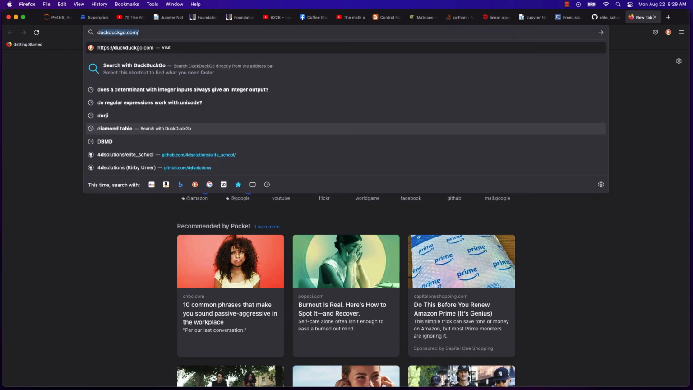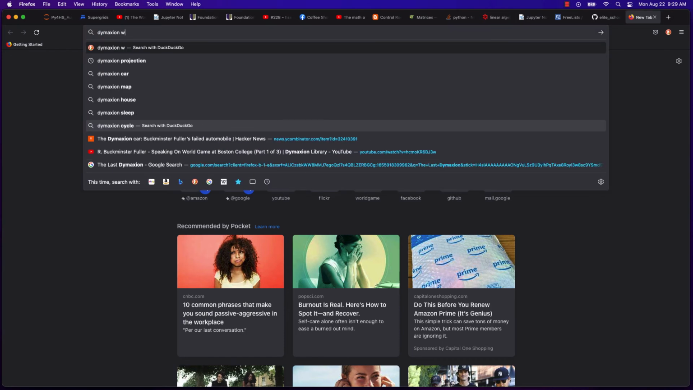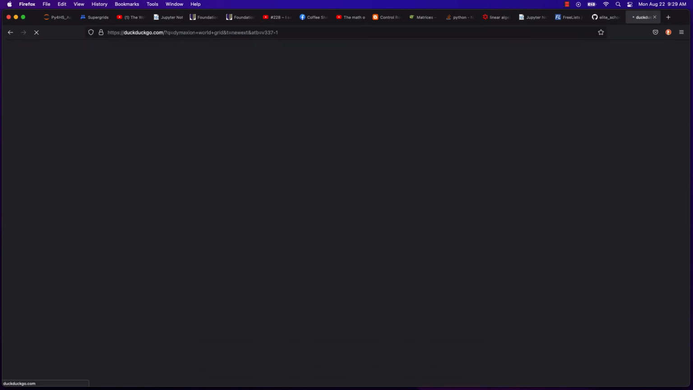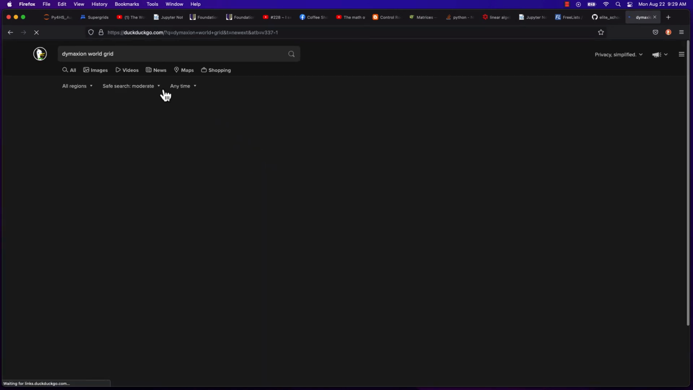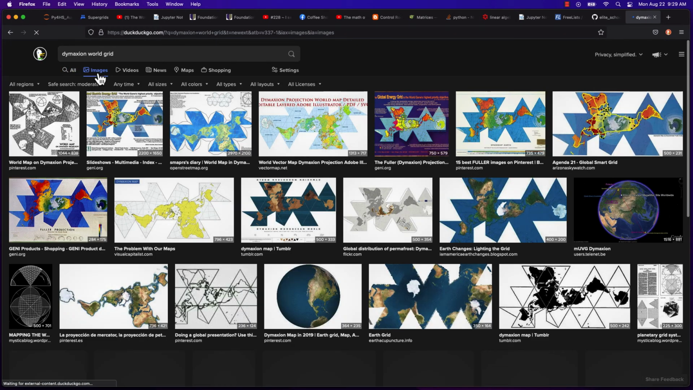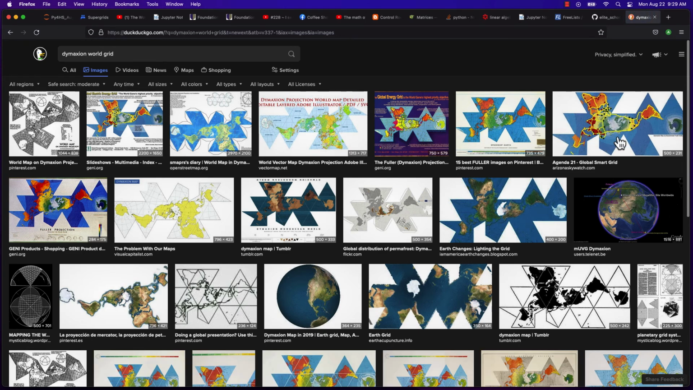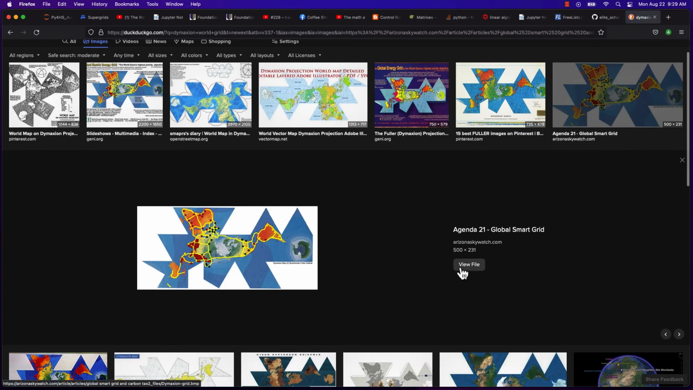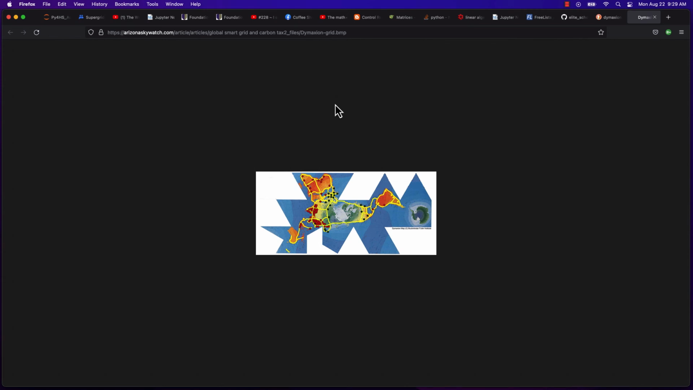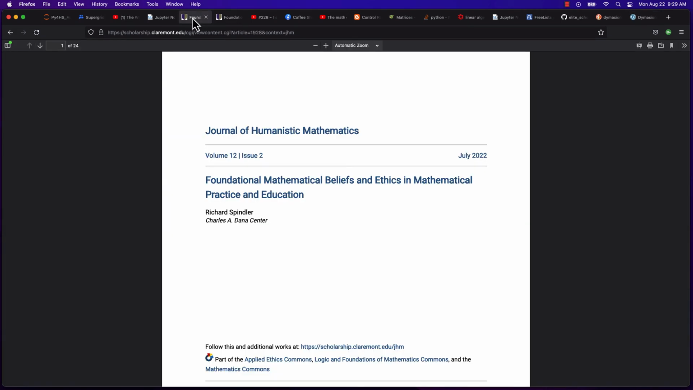But it's like, what about Bucky? All I have to do is type in Dymaxion World Grid and into images, into DuckDuckGo, and it's everywhere. It's like, isn't there enough cultural literacy at this point to mention Bucky overtly? And I think that's the big question right now.